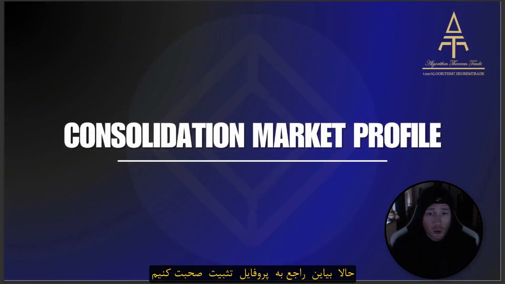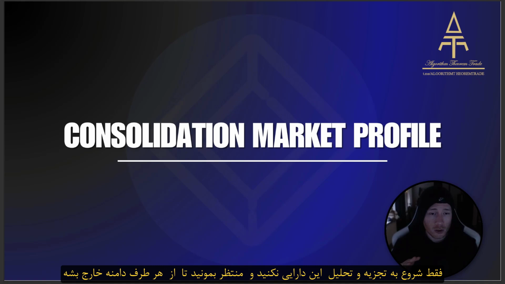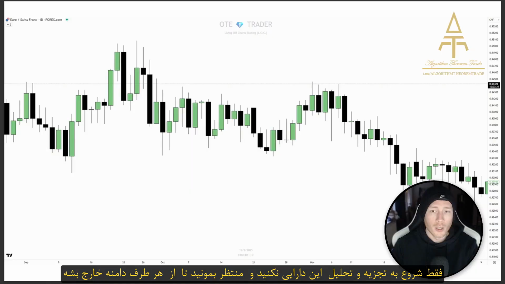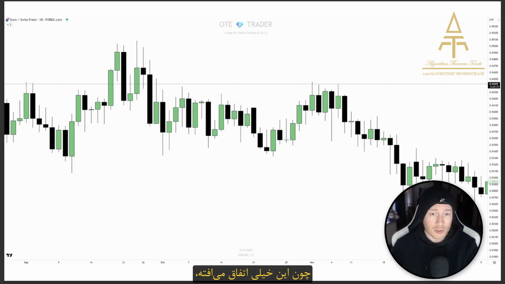Now let's talk consolidation market profile. This is a market profile you definitely want to avoid. This is not something you want to trade. So once you can spot this, just don't start to analyze this asset and wait for it to break out on either side of the range. So over here we've got a Euro Swiss franc chart, and most of my students know as well, Swiss franc is one of my least favorite currencies because this happens a lot.